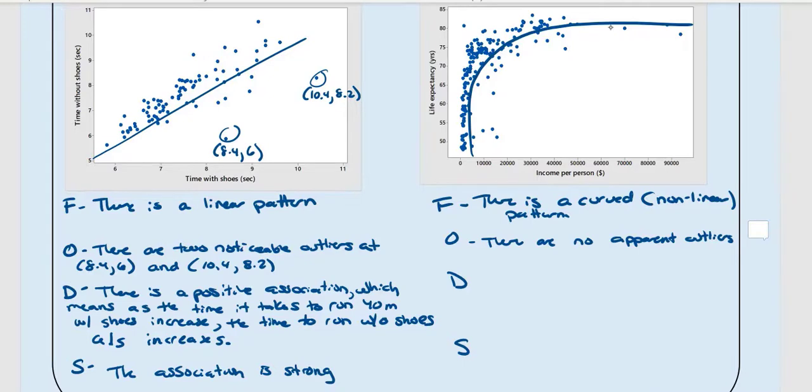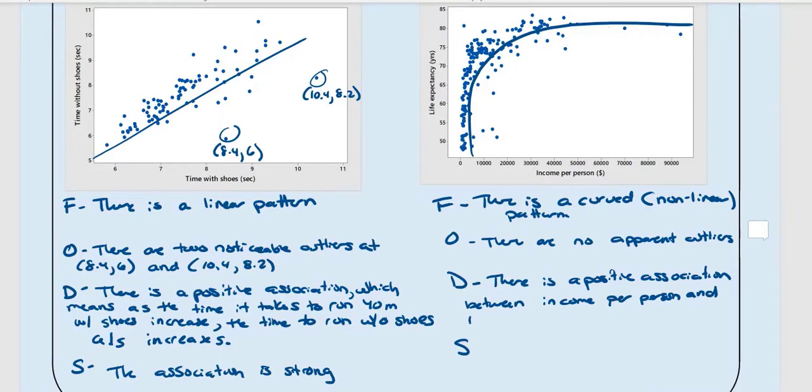D stands for direction, and there's a positive association between life expectancy and income per person. So we're going to write that there is a positive association between income per person and life expectancy.